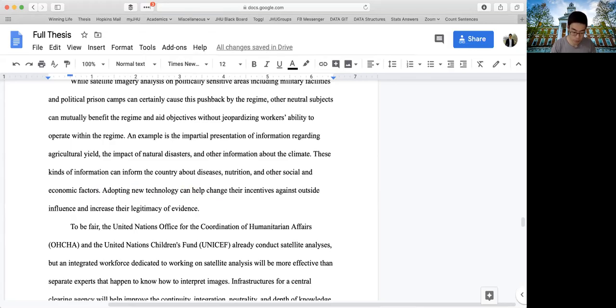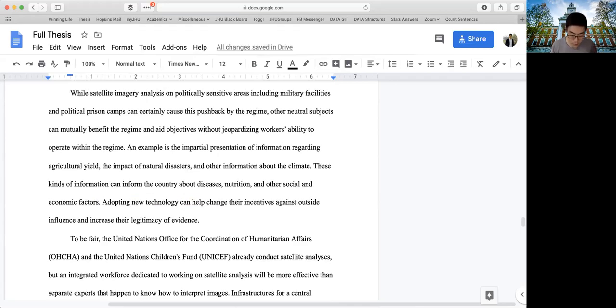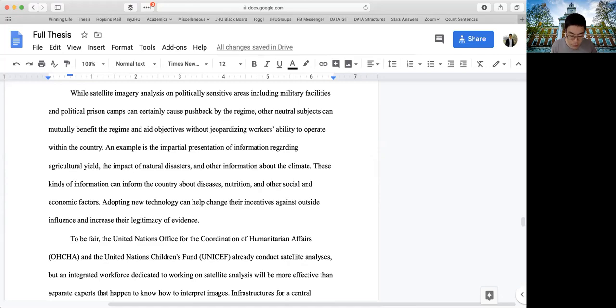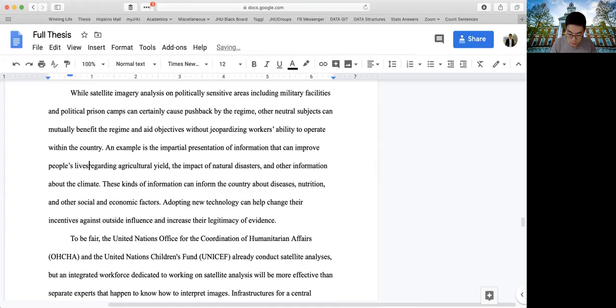Now I'm going to change the last paragraph. How am I going to change it? While satellite imagery analysis on politically sensitive areas, including military facilities and political prison camps, can certainly cause pushback by the regime, other neutral subjects can be explored. They operate within the country rather than the regime, because there has to be something geographic. And then an example is impartial presentation of information that can improve people's lives, such as agricultural yield impacts, blah, blah, blah.